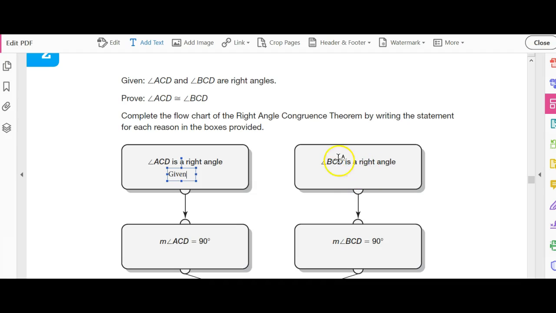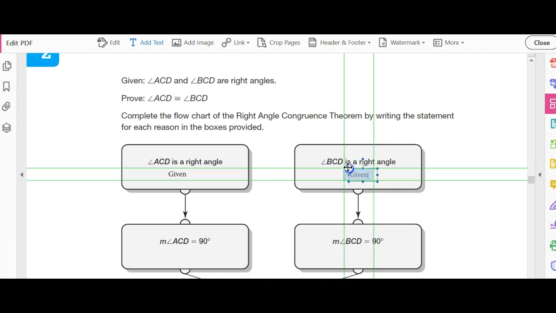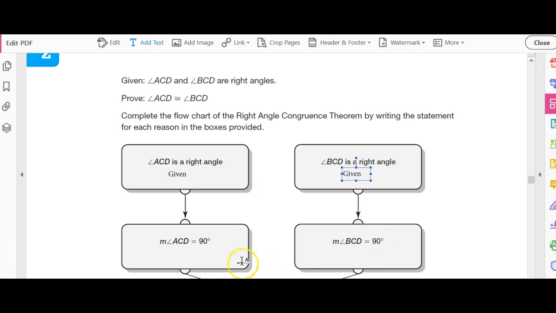underneath. How do we know that BCD is a right angle? Angle BCD. Well, that was also given, right? So we've got those two given statements there. And now we know it's a right angle. Now we're saying its measure is 90 degrees. So going from the object to its property of measure, and that is the definition of a right angle.